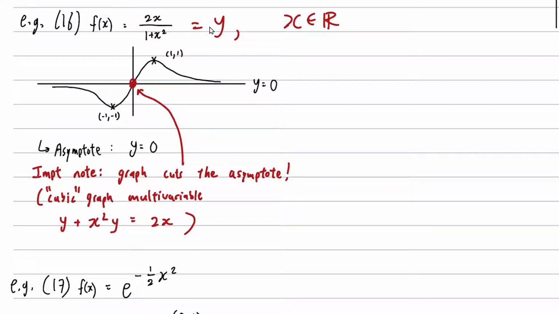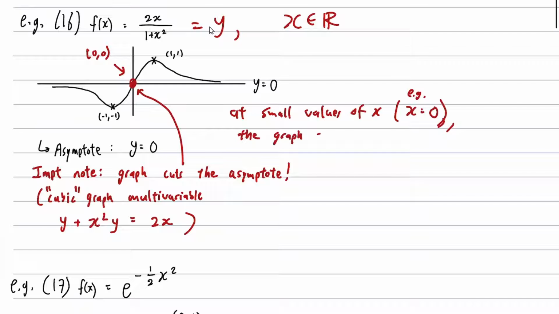In this case, what happens is that this graph, for small values of x, in particular x equal to 0, actually cuts the asymptote. Do you notice that? At (0, 0). So very special, right? Even though it's an asymptote, the graph still intersects the asymptote, but at small values of x, in this case x equal to 0. Specific to this example, the graph cuts the asymptote. So it's not always true that the graph never cuts the asymptote. I'll just take note of that.